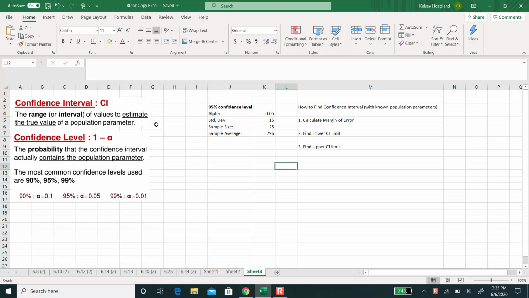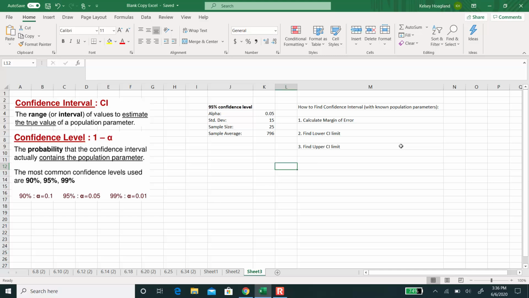And the confidence level that goes hand in hand with it is the probability that the confidence interval actually contains the population parameter. So you might have noticed before when you're doing problems that the most common confidence levels used are 90%, 95%, and 99%. And what the confidence level really means is, say you're using a 95% confidence interval. If you choose 100 different samples leading to 100 different interval estimates, 95% of them would contain the true population mean. So that's the significance and the difference between a 95%, 99%, 90%, and so on.